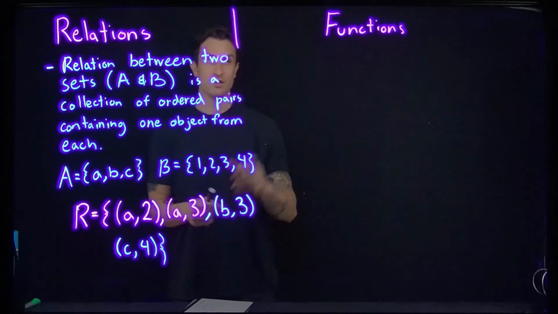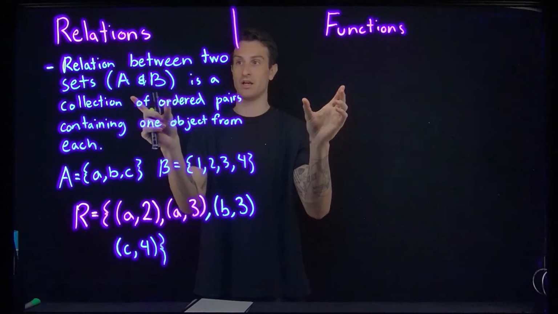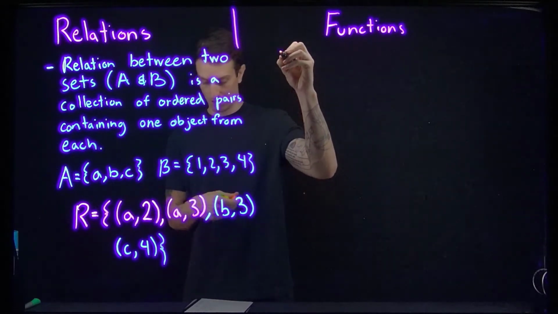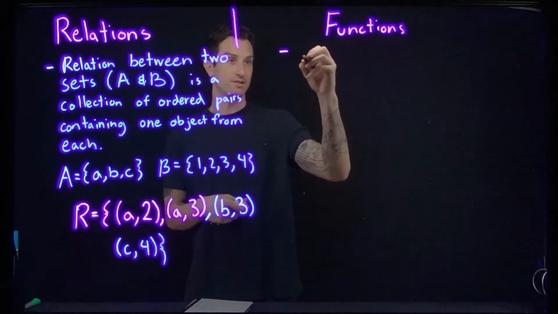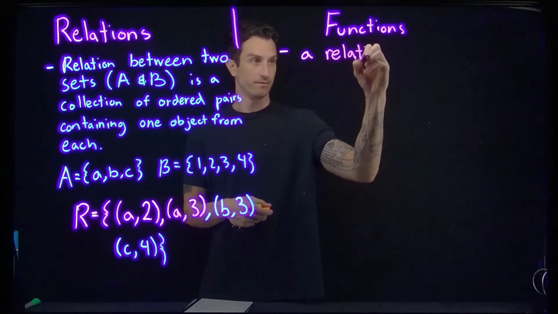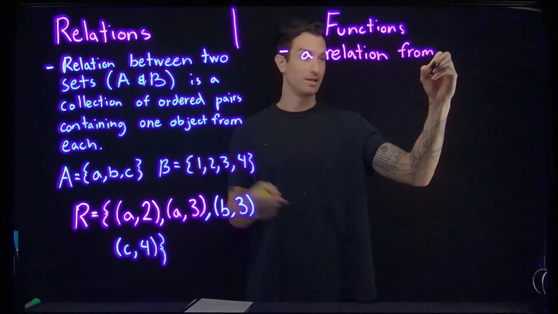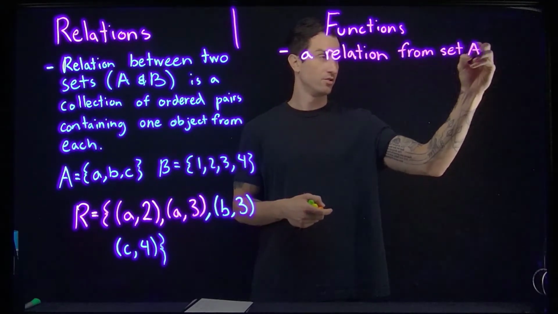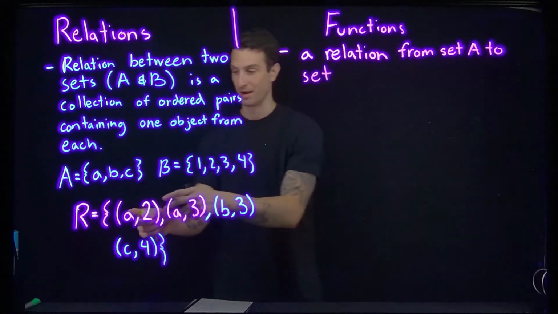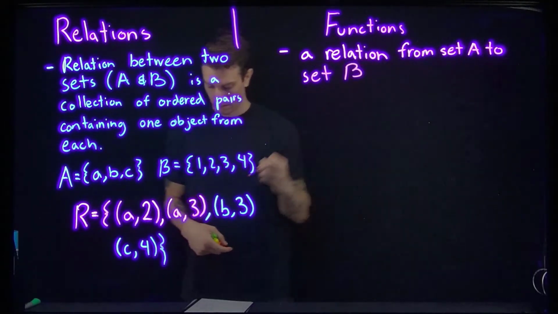Now a function, you want to think of a function as a more strict version of a relation. So a function is a relation, but it has more strict qualifications. So let's go ahead and write the definition here. We're going to say functions are relations from set A to set B. So same idea, this is just the definition of a relation again, from set A to set B.